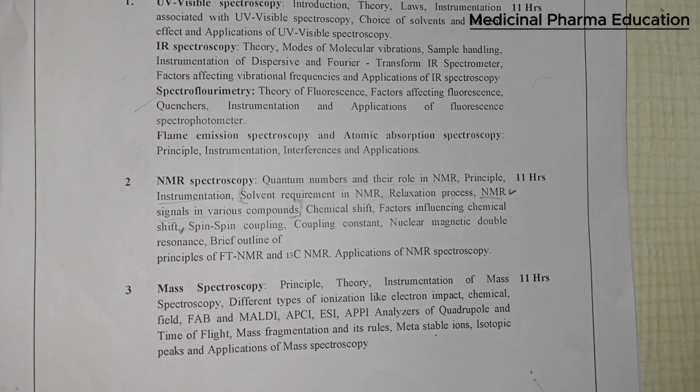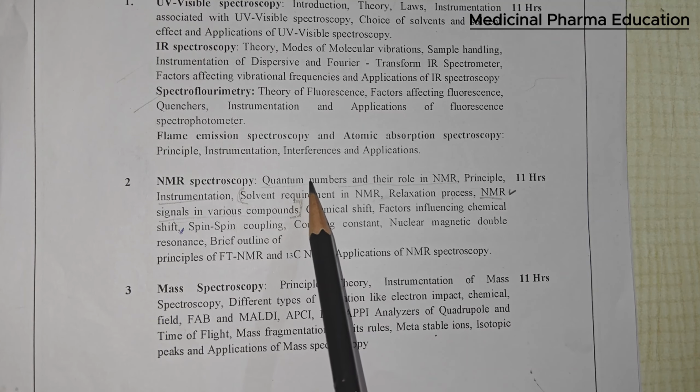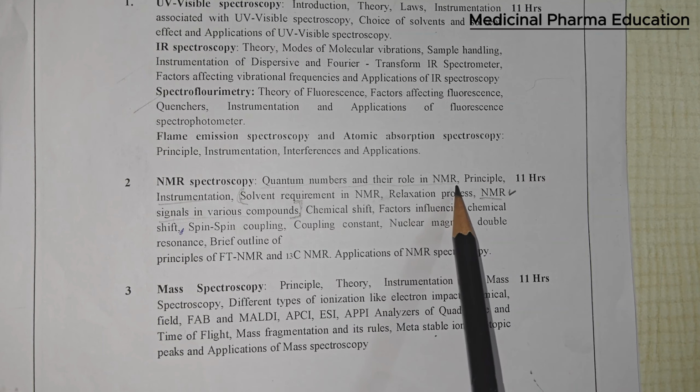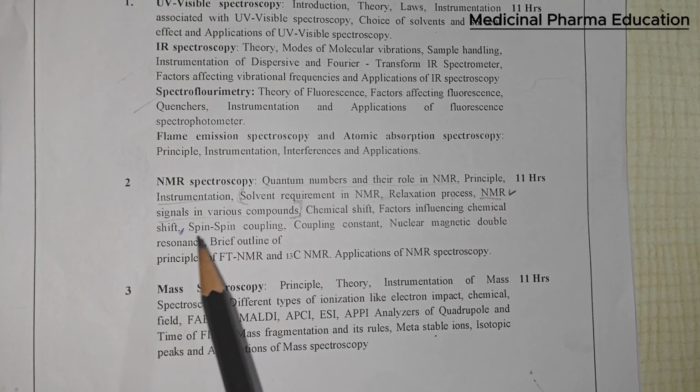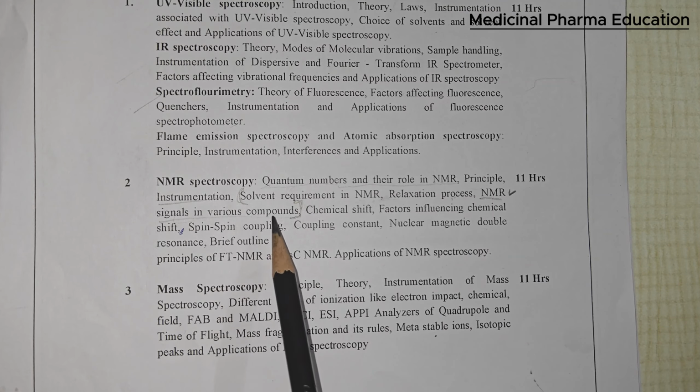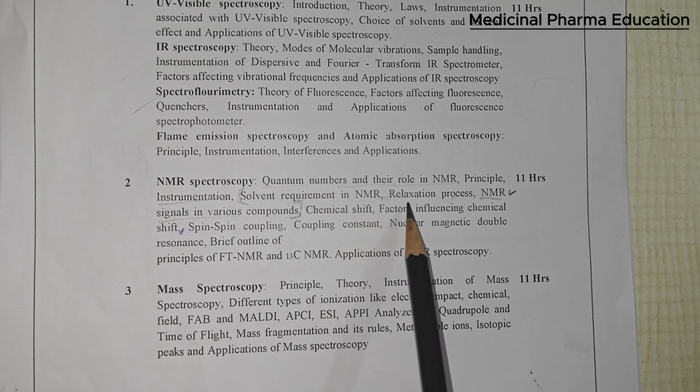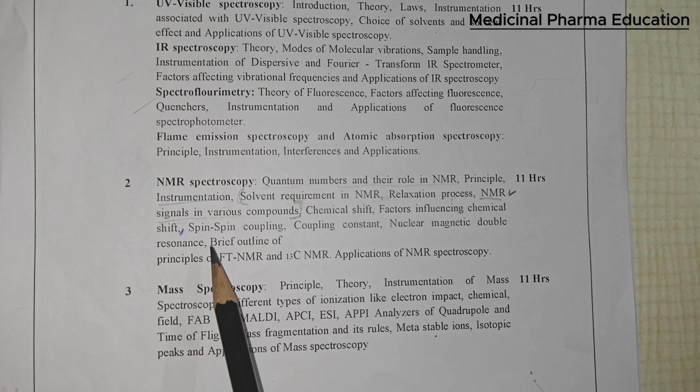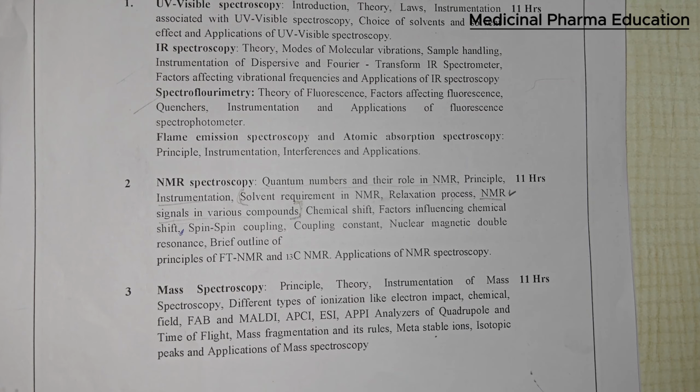Here we are going to discuss NMR spectroscopy in this video. In the previous video we completed quantum number, their roles in NMR, and the principle. Instrumentation is already done. Next, the solvent requirements in NMR, the relaxation process, and NMR signals of various compounds. These are the topics that we are going to discuss in this video.